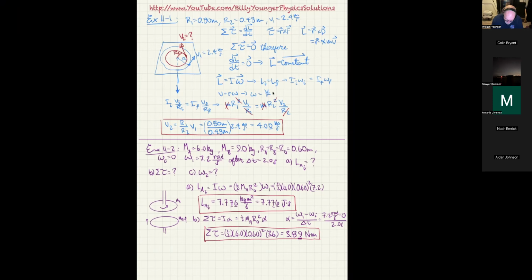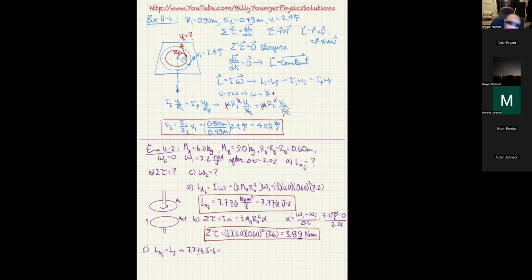All right, now we have to use conservation of angular momentum to figure out part C, and we do that as follows. So here's part C, and what we have is the initial angular momentum, L_A initial, is equal to the final angular momentum. And that initial angular momentum, of course, we already figured out was 7.776 joule seconds. The final angular momentum is going to be the sum of the two moments of inertia because they're both stuck together and rotating about the same axis, and since they're stuck together, rotating at the same angular speed.